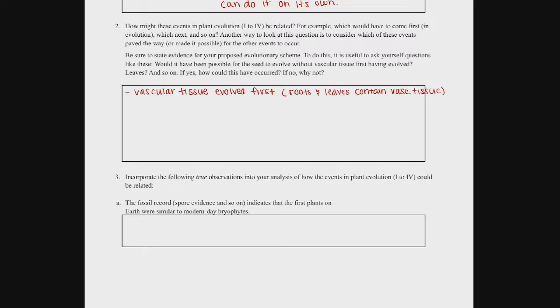And then now we're looking at the dominance of the sporophyte generation. A sporophyte is diploid, and they have 2 sets of chromosomes. Gametophytes are haploid, with a single set of chromosomes, and reproduce sexually. Sporophytes are diploid, have 2 sets of chromosomes, and they reproduce asexually.